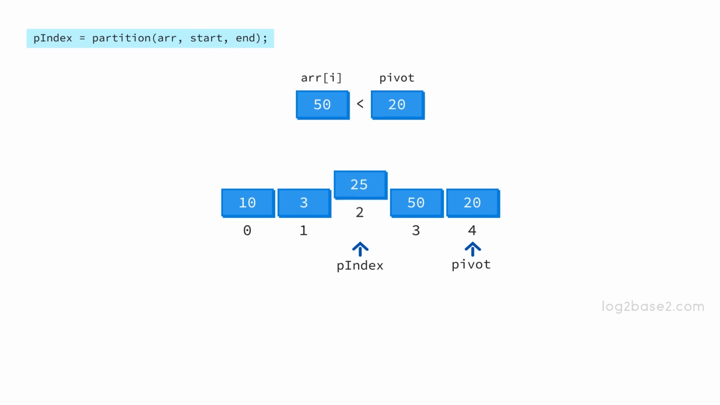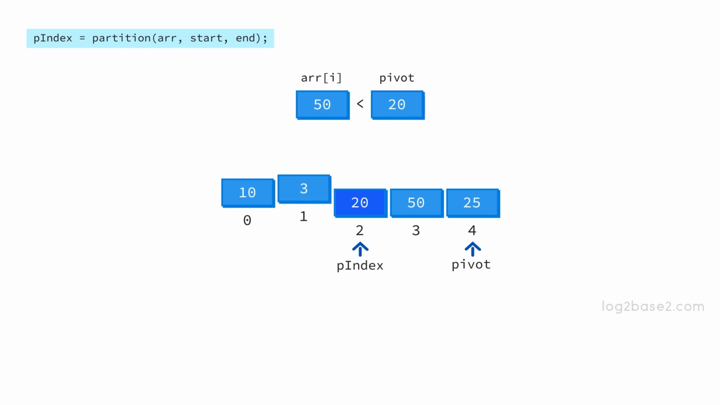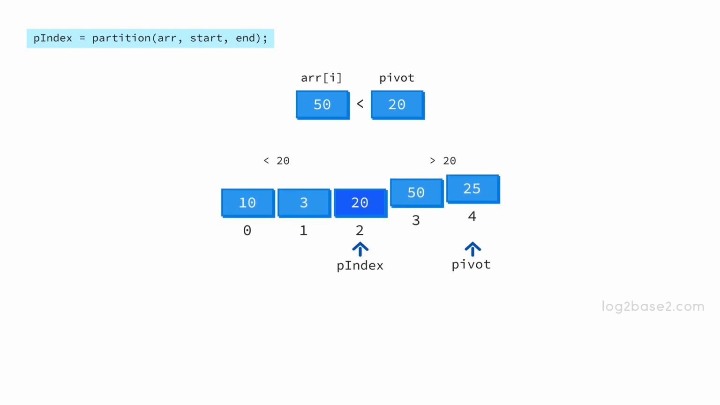Now p index points to the array index 2. This is nothing but the position of the pivot element 20. So finally, we should swap ARR of end and ARR of p index. So swap 25 and 20. Here, the element 20 is at its sorted position now. We can assure that all the elements before p index are lesser than 20 and elements after p index are greater than 20, which means the element 20 is sorted now.